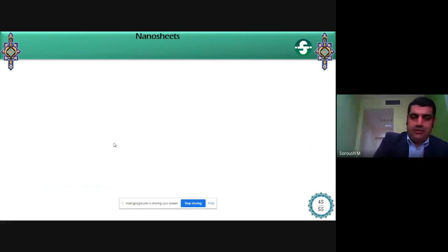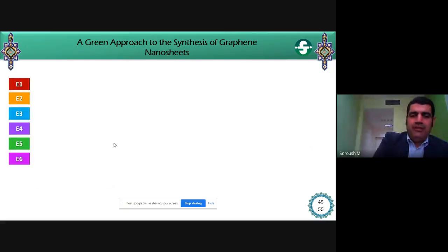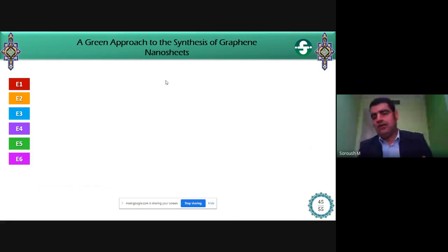When we go deeper to consider the context of the abstract, we can see that we define 6 elements from E1 to E6. At the time the authors of this work started writing a paper about the green approach to synthesis of graphene nanosheets, this was the first or the second paper in the field that claimed the usage of a green approach.